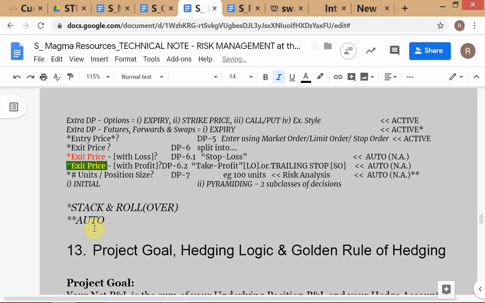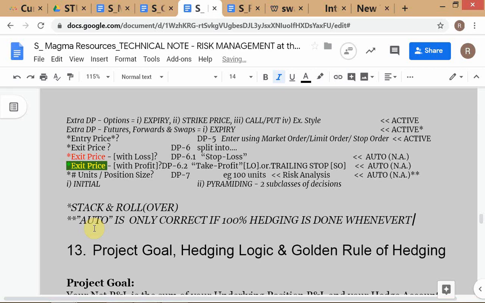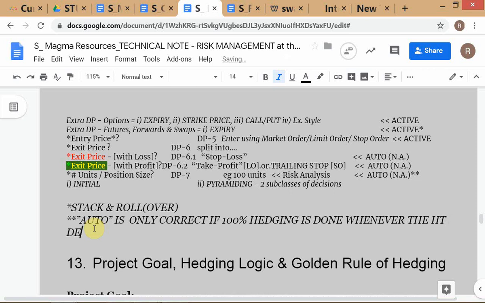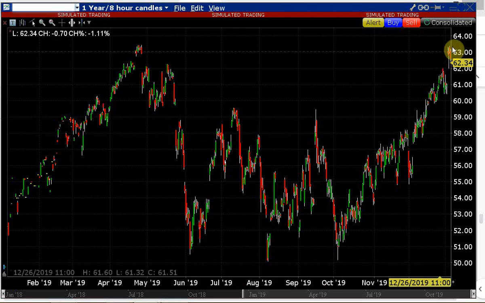Now let me write this. Auto is only correct if 100% hedging is done whenever the hedging team, which I'm referring to as HT, decides to hedge. Make sure you understand what I'm writing. Decides to hedge means this entry price. They take a decision on the entry price, that this is the time to enter. Just like here, you analyze this market and you feel, okay, now is the time to enter because the market price is likely to fall.